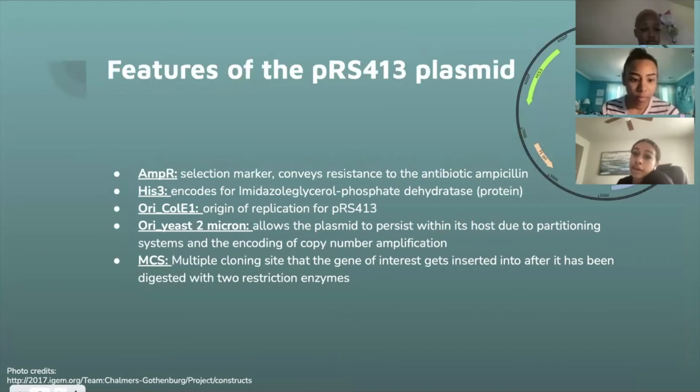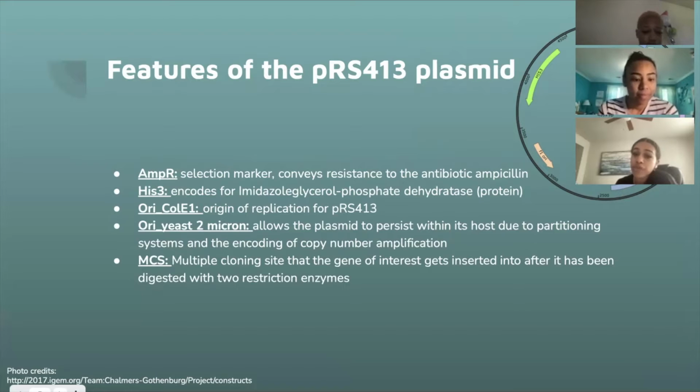Features of the pRS413 plasmid. This is a plasmid with no insert, an empty vector. One of its features is AMP-R, which is the selection marker. It conveys resistance to the antibiotic ampicillin. HIS3 encodes imidazoleglycerol phosphate dehydratase, which is a protein.